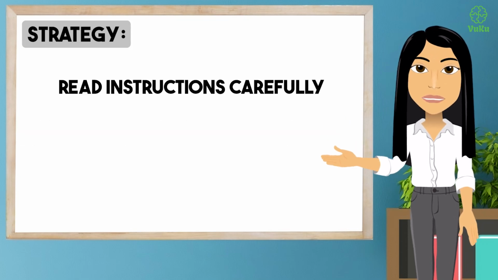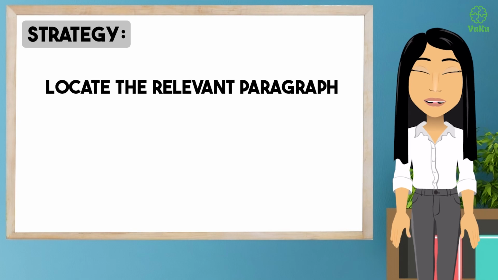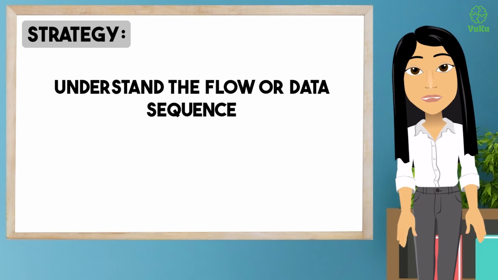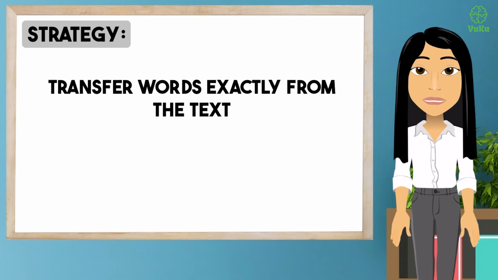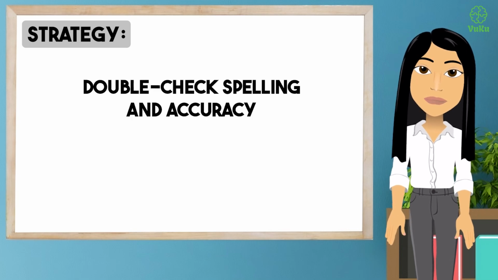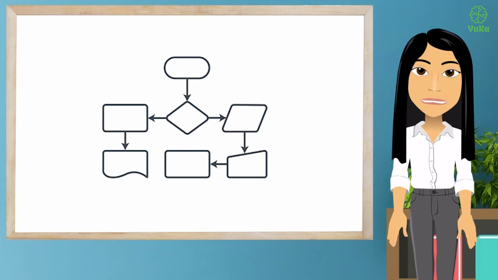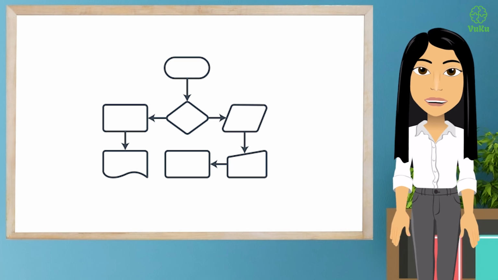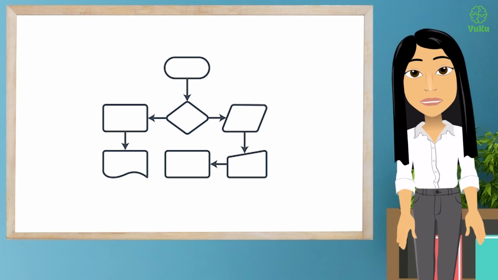Strategy: read instructions carefully. Locate the relevant paragraph. Understand the flow or data sequence. Transfer words exactly from the text. Double-check spelling and accuracy. Flowcharts are visual summaries. Read them like stories. What happens first, second, last.